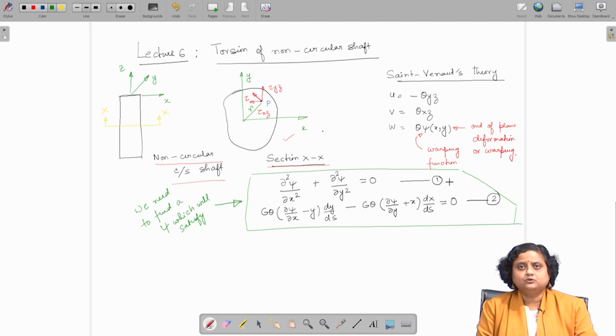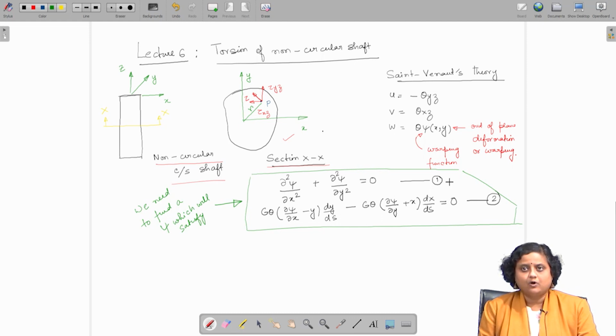So, in order to circumvent this limitation, a new methodology based on the Prandtl stress function has been formulated, which follows the same theory and the same displacement field, but uses a new stress function which makes the calculation much easier. So, let us move into finding out what the Prandtl stress function is and how it can be used to solve the problem of torsion of non-circular shaft.